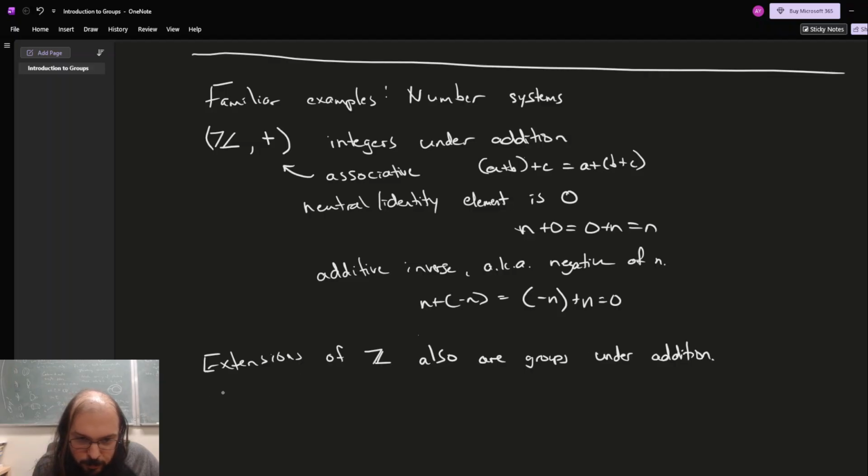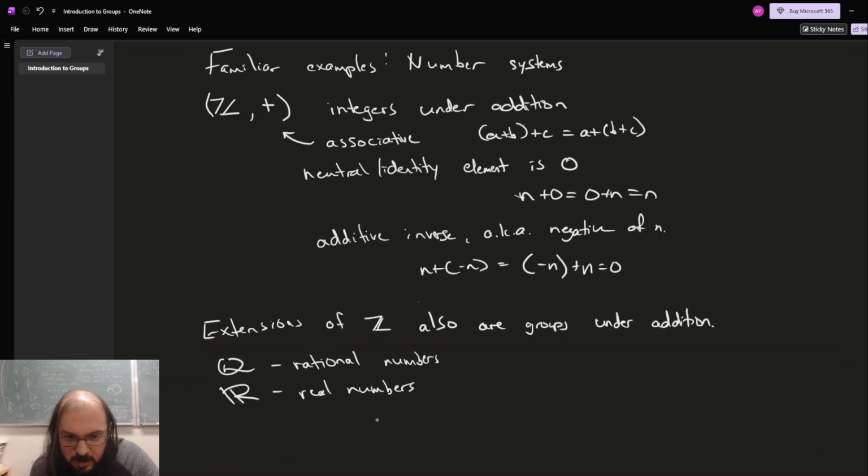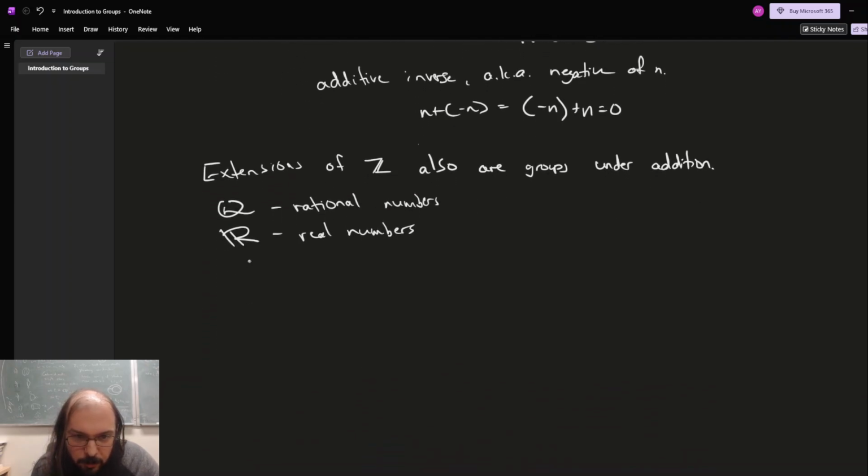So for example, we have the nice rational numbers. We have real numbers. And some of you also may know about complex numbers. You haven't seen those yet. No big deal.